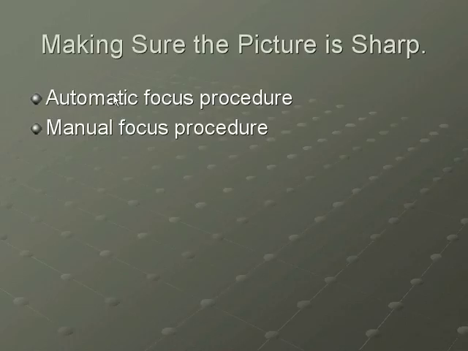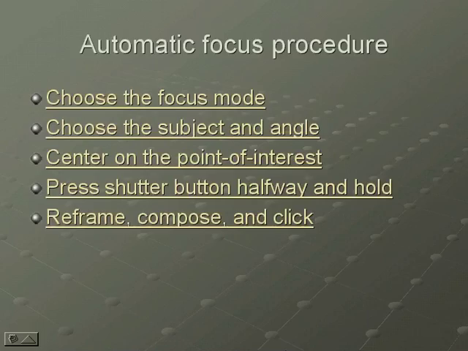First, we'll talk about the automatic focus procedure. You choose the focus mode, choose the subject and angle, center on the point of interest, press the shutter button halfway so that you lock the focus on that point of interest, and then move your camera to reframe and compose the picture exactly the way you want, and push the shutter button the rest of the way so that the shutter clicks and you take the picture.